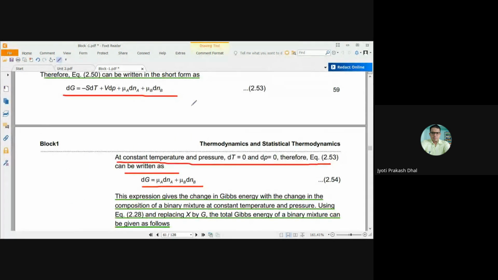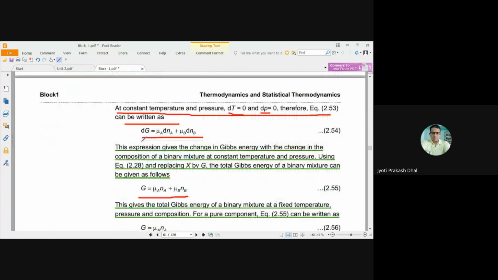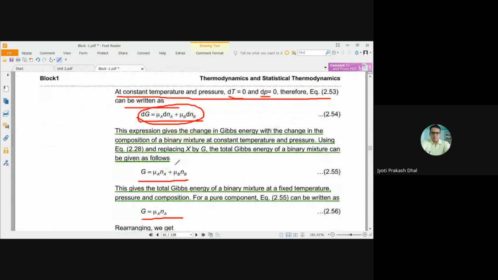Now, this is equation 53. At constant temperature and constant pressure, the first two terms will become 0 because dT will be equal to 0 and dP will be equal to 0. Therefore, the equation can be written as dG equals mu A dnA plus mu B dnB.